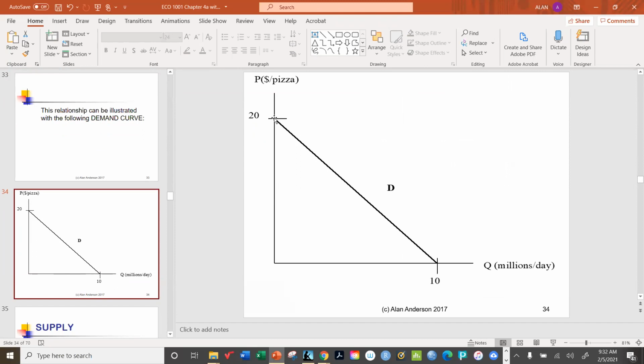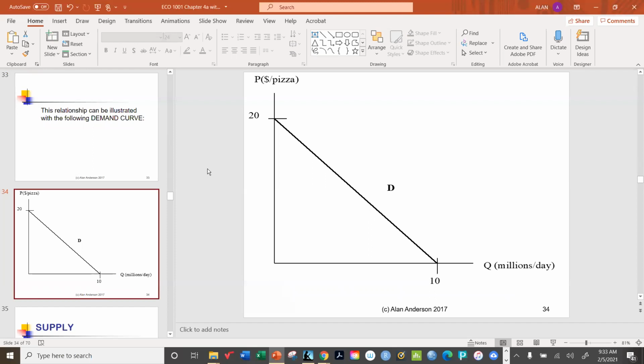The intercepts here, for example, this is the price when people do not buy any pizzas. Down here is the quantity people would take if it was free. Okay, in other words, here, the price is 20, but the quantity is 0. Whereas down here, the price is 0, but the quantity is 10 million. So we always have in economics the price on the vertical axis and the quantity on the horizontal axis. Okay, so you're going to see this a lot in economics. Price on the vertical axis, quantity on the horizontal axis.